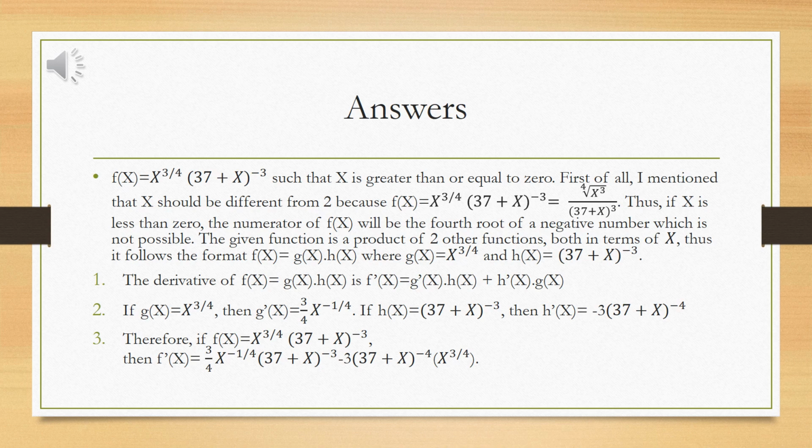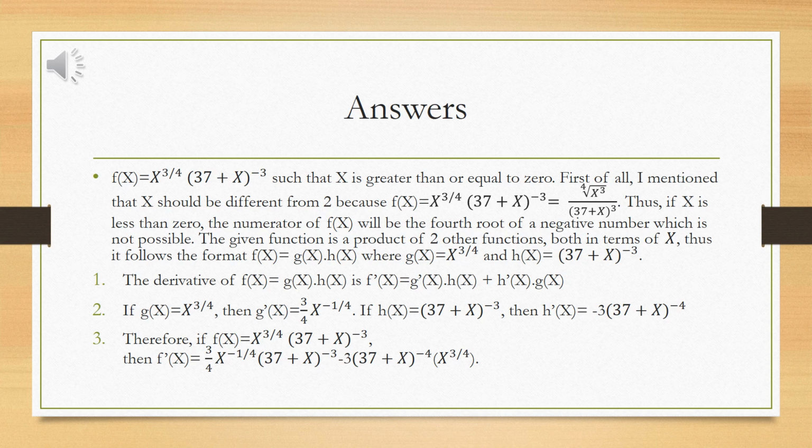If g of x is x to the 3 over 4, then g prime of x is 3 over 4 x to the minus 1 over 4. If h of x is 37 plus x to the minus 3, then h prime of x is minus 3 times 37 plus x to the minus 4.